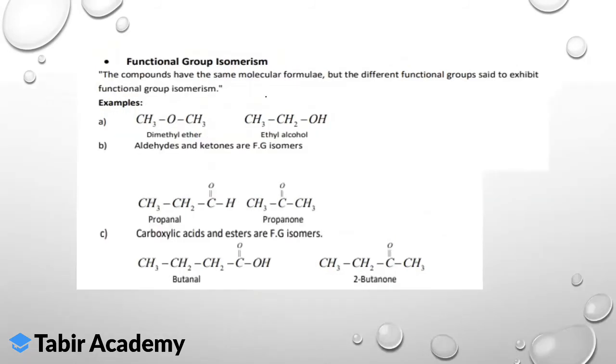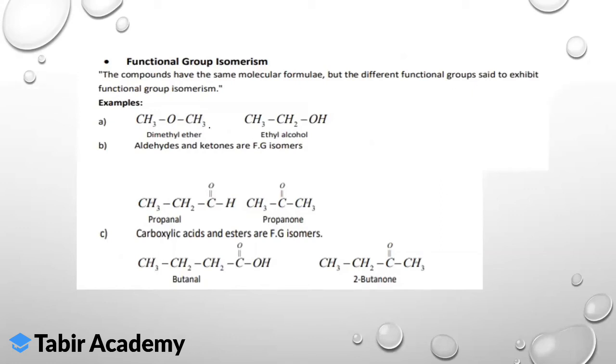Functional group isomerism. अब हमारे पास molecular formula तो same है, but when we look at the arrangement, तो we'll realize कि functional group थोड़ा different है. इसी में हमारे पास basically main आ जाते हैं aldehydes and ketones. Carbonyl functional group के different isomers. The compounds have the same molecular formula, but the different functional groups said to exhibit functional group isomerism.